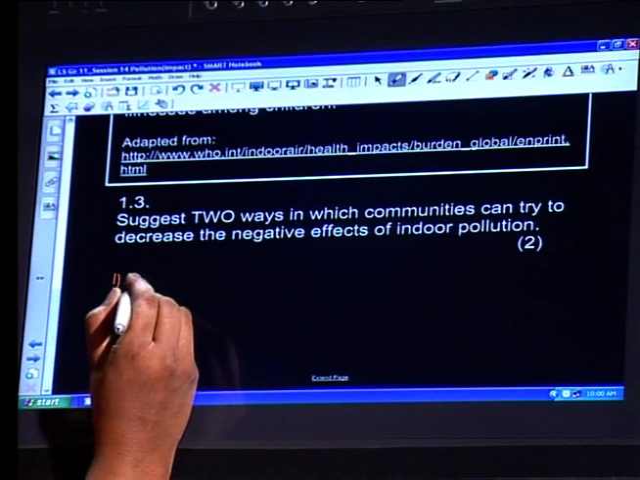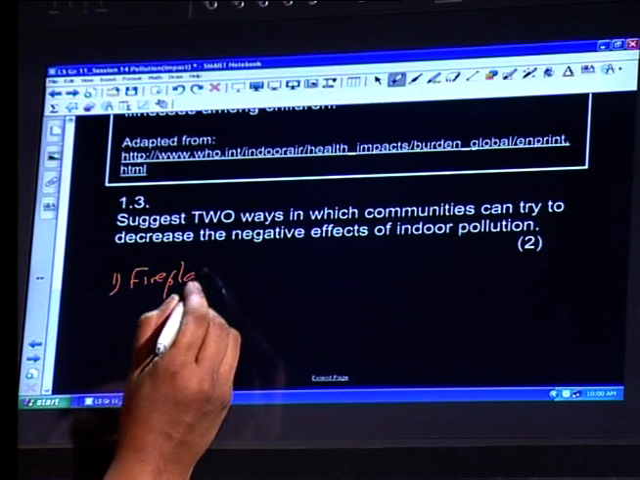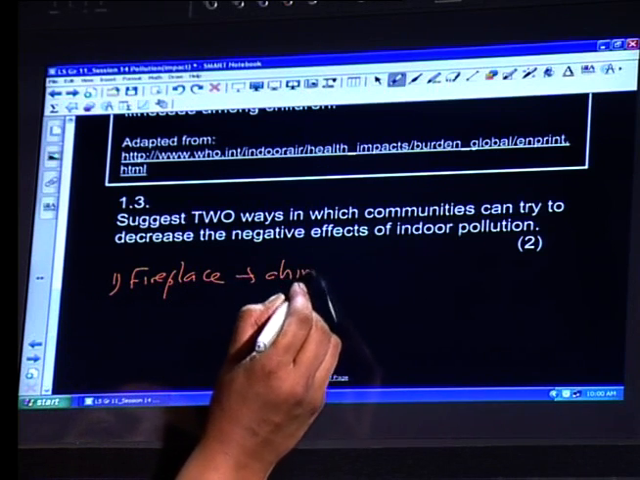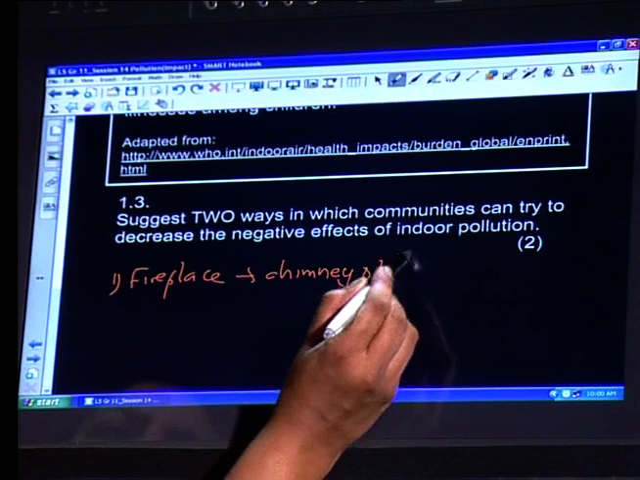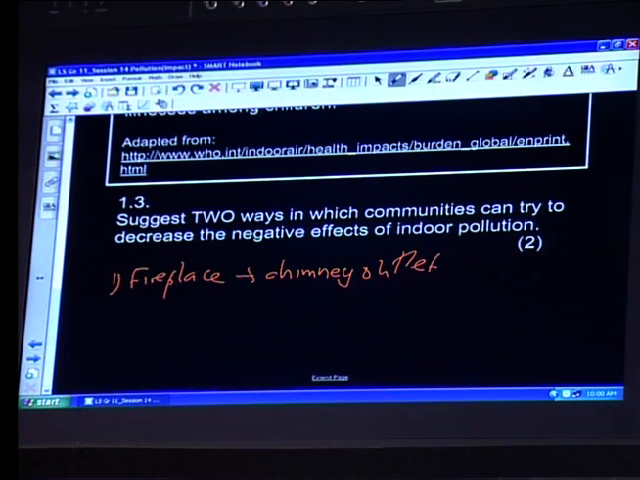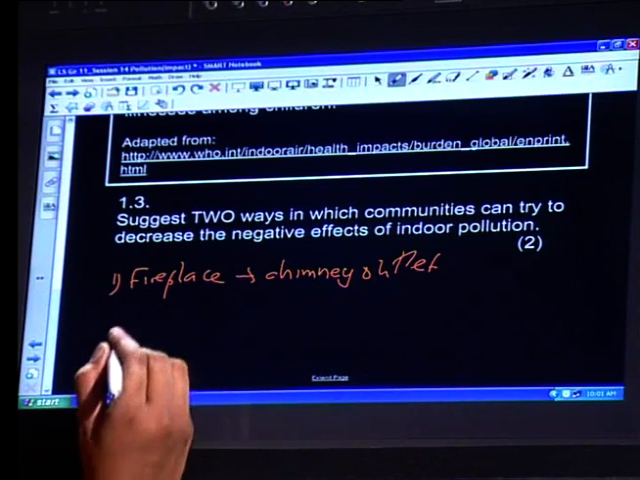So if there's a fireplace, it must have a chimney outlet to allow smoke and these gases to move out. Remember also, indoor pollution causes death because you don't only inhale carbon monoxide, but you also inhale the smoke directly, smoke and soot, which actually blocks the airways. So if you have a fireplace, there needs to be a chimney outlet.